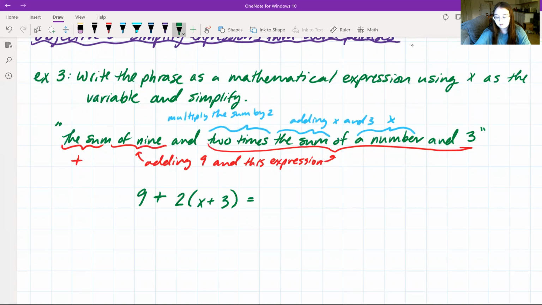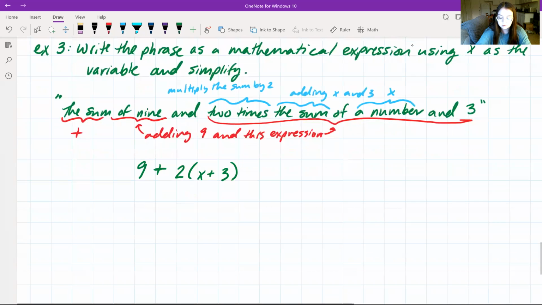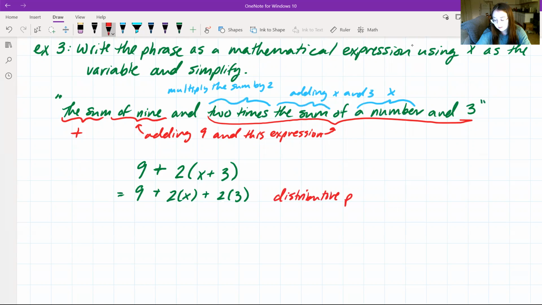And now we want to start simplifying, because we want to combine our like terms. Starting with our parentheses, we have x plus 3, but that's in its simplest form. So we're going to focus on multiplying 2. So we're going to use our distributive property. So we'll end up getting 9 plus 2 times x plus 2 times 3. This is the distributive property.